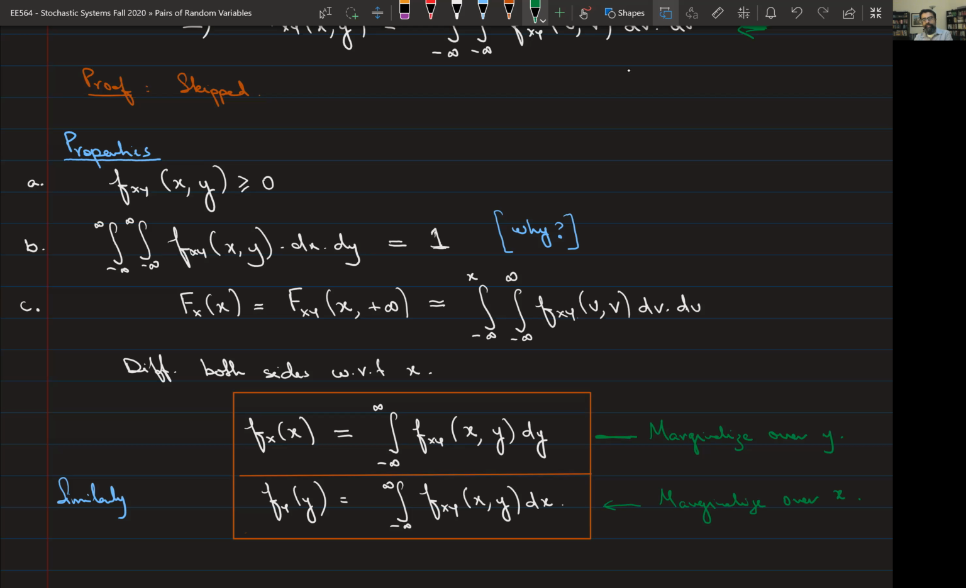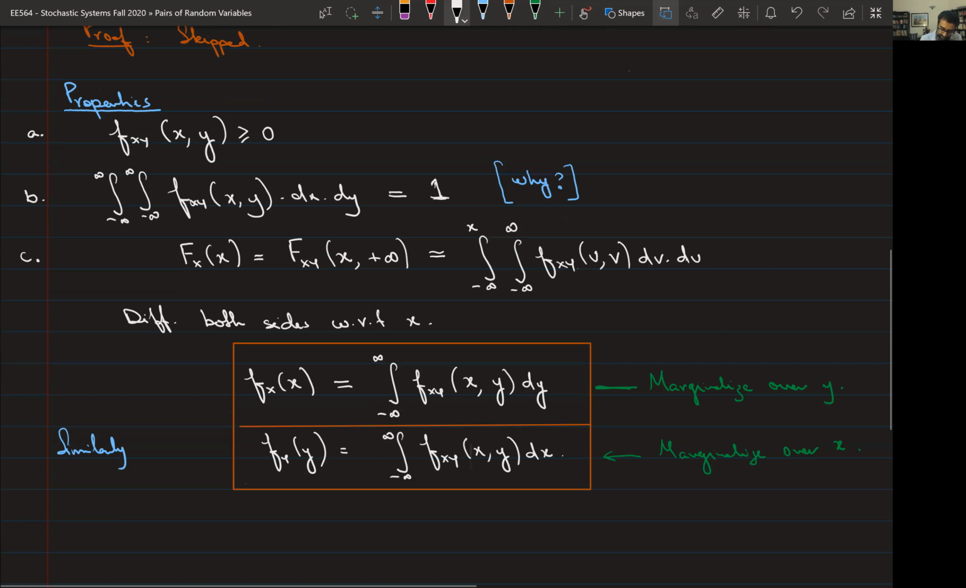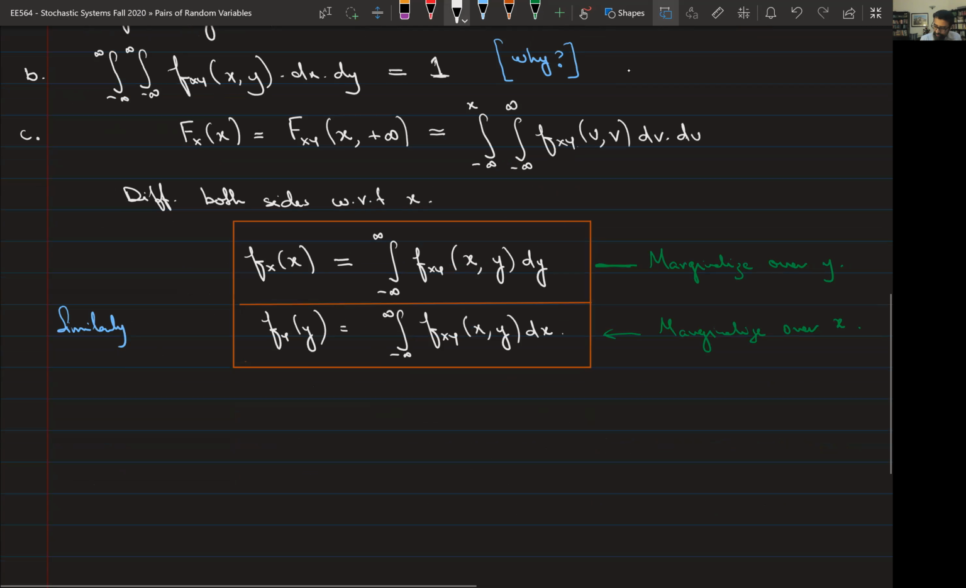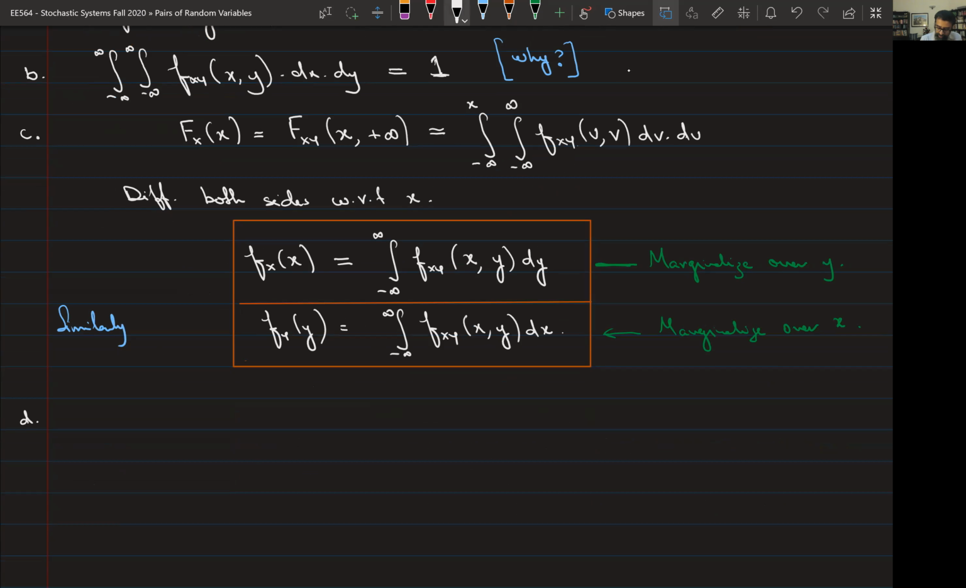This is extremely important, which we're going to use quite a bit, very, very often. And finally, the final property here for joint PDFs is that if I were interested in finding the probability that the random variables X and Y belong to a certain region A, what will this be equal to?